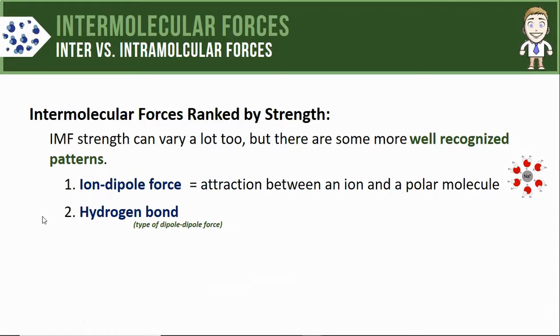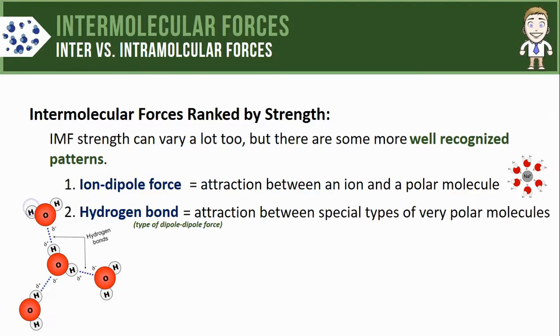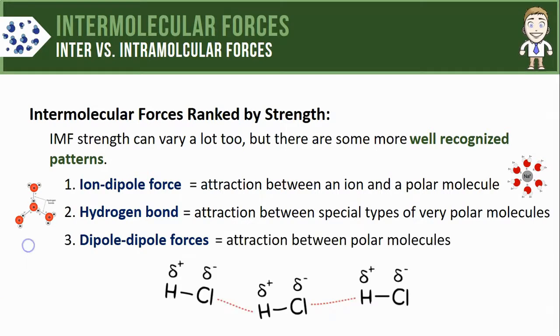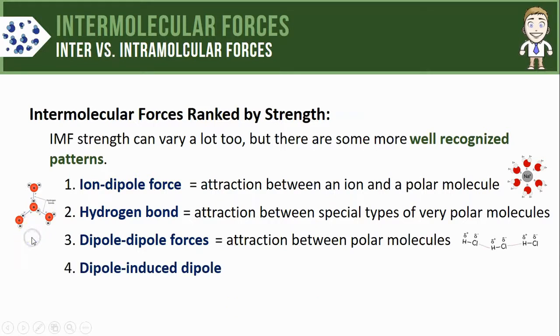Next strongest, we've got hydrogen bonds. Hydrogen bonds are actually a subcategory of another type of intermolecular force called a dipole force that we'll see in a little bit. Hydrogen bonds are a dipole force that get their own special title because these are attractions between very special types of extremely polar molecules. When water molecules attach to each other, it's a good example of hydrogen bonding. Next, we've got dipole forces. This is used to describe the attraction between any set of polar molecules, like the hydrogen chloride molecules we saw at the start of the video.